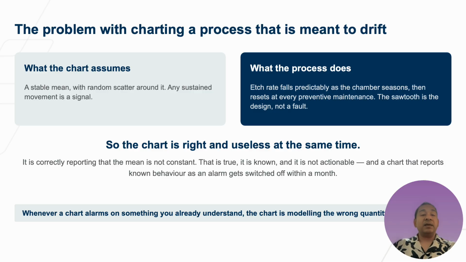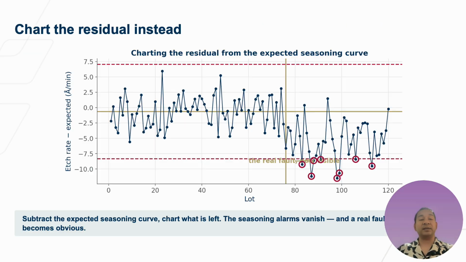Here is the general rule I want you to take away. Whenever a chart alarms on something you already understand, the chart is modeling the wrong quantity. It is not the wrong limits, not the wrong rules, the wrong quantity. The fix is never to widen the limits or switch a rule. It is to change what you are plotting.